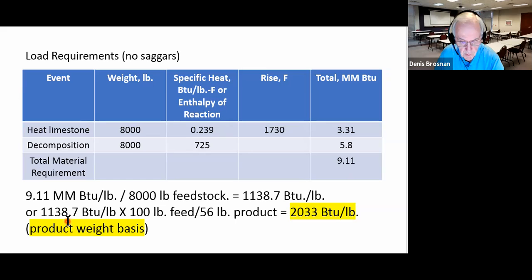Well, at any rate, when I took my number of 9.11 million BTUs and converted it into product weight, I came up with 2,033 BTUs per pound. Okay. Well, I guess using 8,000 pounds here and 8,000 pounds didn't hurt me because I'm only looking at the product weight. So it doesn't matter that I made a mistake on the weights here.